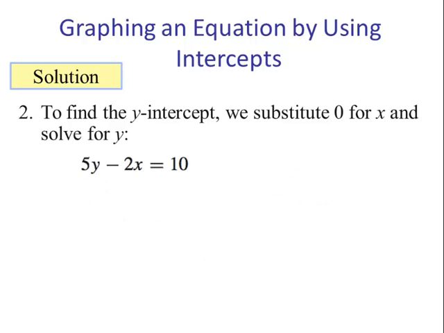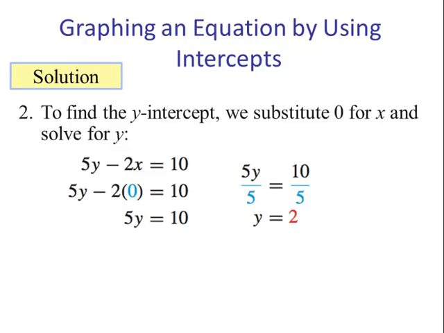Number 2, to find the y-intercept, we substitute 0 in for x, and then we solve for y. So our equation will now become 5y minus 2 times 0. So we're left with 5y equals 10. Divide by 5, and we see that y is equal to 2. So the y-intercept is 0, 2.